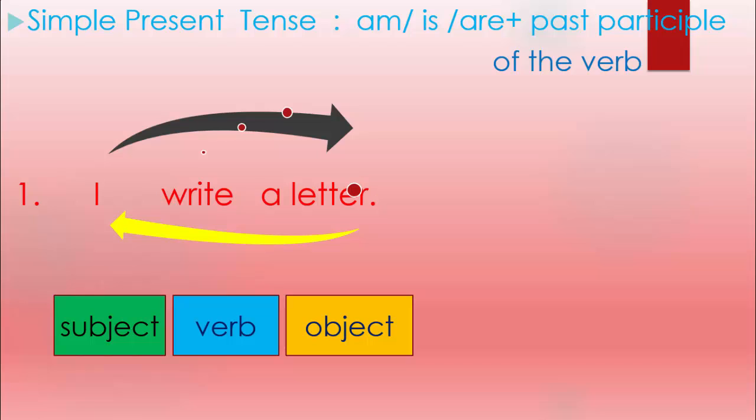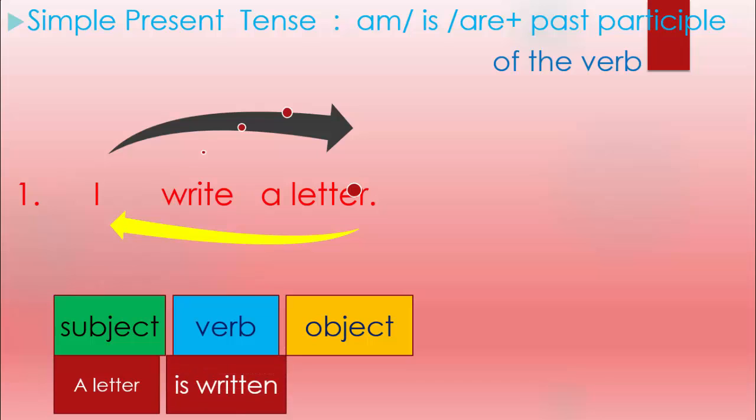Change the verb. I will take here object, that is a letter. Then I will take is, and the past participle of the write, written. Then I will take by and I becomes me. So the sentence is a letter is written by me.